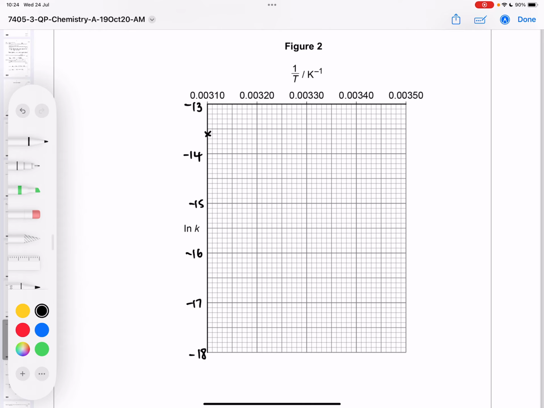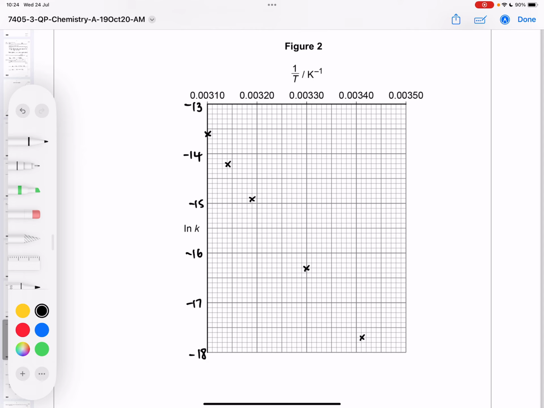So we're going 13.6 at 0.00310, so that's actually on the axes. Then we've got minus 14.2 at 314. Minus 14.9 at 319. Then we've got 16.3 at 330. And then 17.7 at 341. We have all our points plotted.